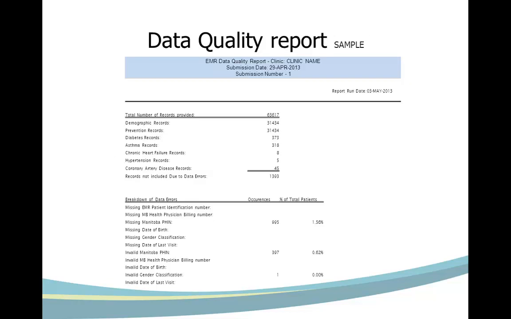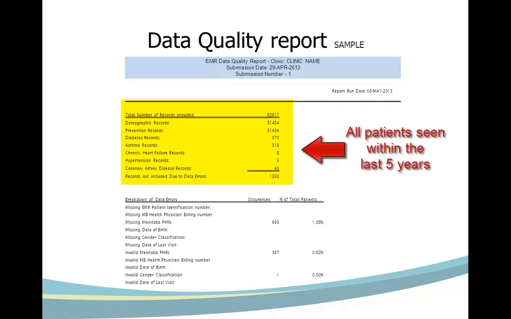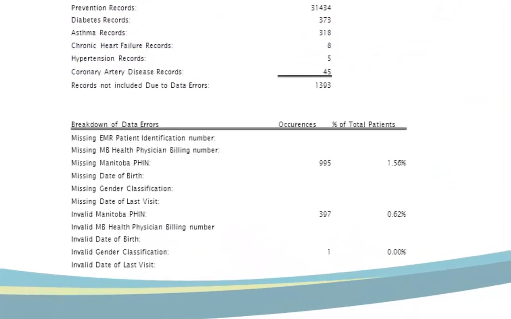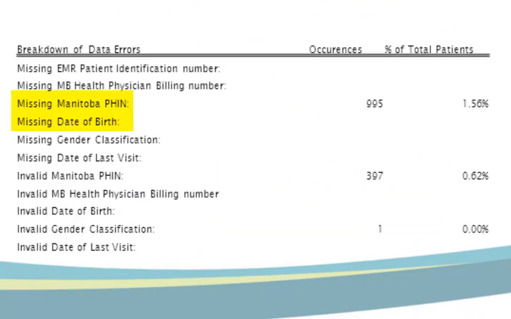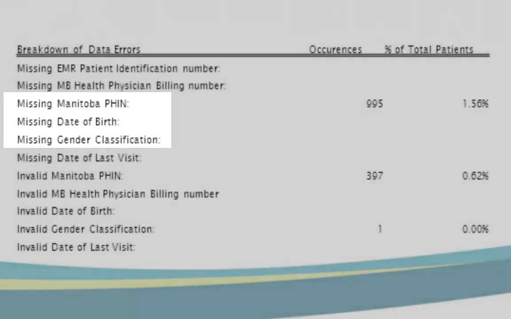There are 2 primary components to the report. Section 1 focuses on reasonability. Do these patient counts make sense with respect to your clinic population? Keep in mind the extract is programmed to generate data from all patients seen within the last 5 years. Section 2 is focused on data anomalies, such as missing FIN and date of birth, outlining both the number of occurrences of a certain error, along with the percentage of total patients seen with that same error. We recommend clinics focus their data cleanup efforts in the FIN, date of birth, and gender areas to begin.